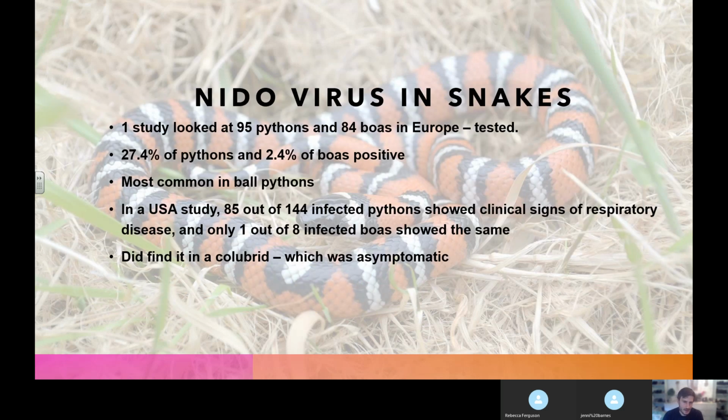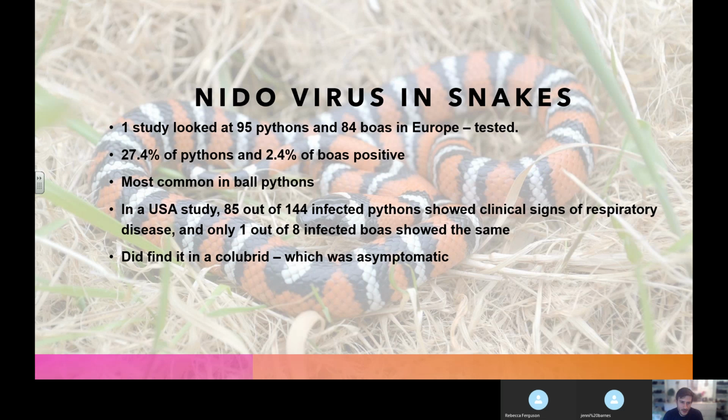So there was one study that looked at 95 pythons and 84 boas from around Europe. They just tested them to see if they were nidovirus positive. And 27.4% of the pythons were positive and 2.4% of the boas were positive. And actually in that study, it was most common in ball pythons. Potentially that's because ball pythons are more common anyway, and there is a higher number of ball pythons, and they're obviously kept in a higher concentration than many other snakes.